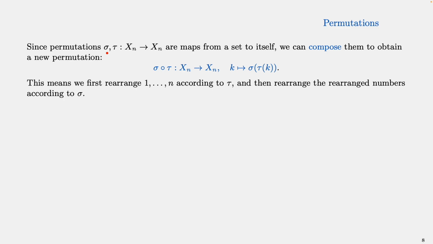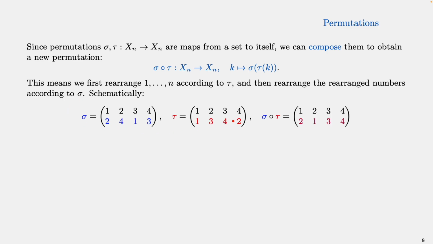Two permutations are both maps from the set X_n to itself. And this means we can compose them to obtain a new permutation. So in the usual notation of map compositions, sigma composed with tau, if these are two permutations, is again a permutation from X_n to X_n. And by definition, this is just the permutation that takes the number k and first permutes it by tau, and then the result of that is permuted by sigma. So first we rearrange the numbers 1 to n according to tau, and then we take the rearranged numbers and again rearrange them according to the permutation sigma.